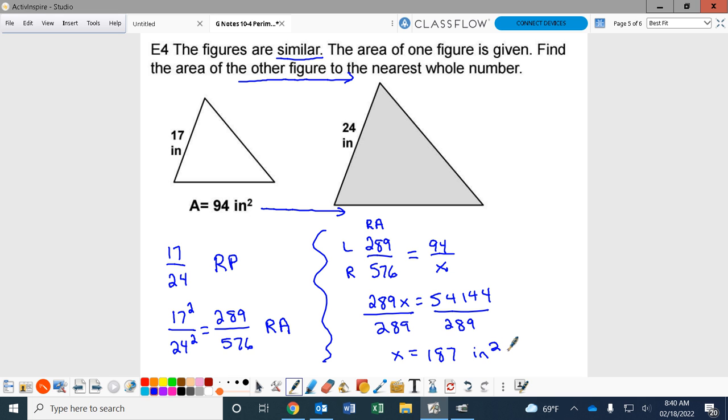Why would it be inches squared? Because this is the what of this shape? This is the area of the shape. The area of this shape would be 187 inches squared.